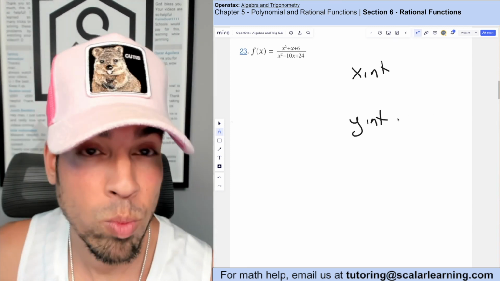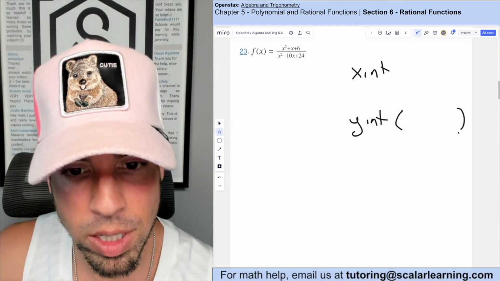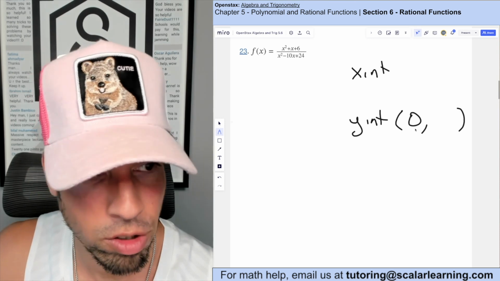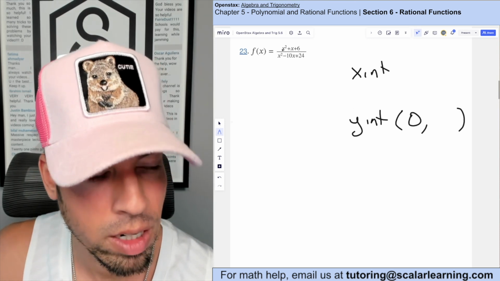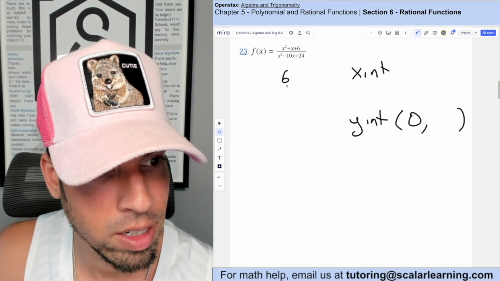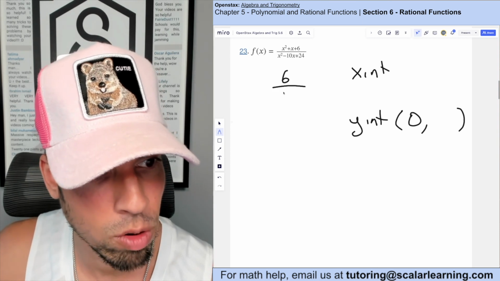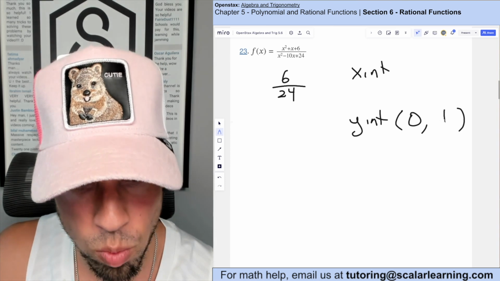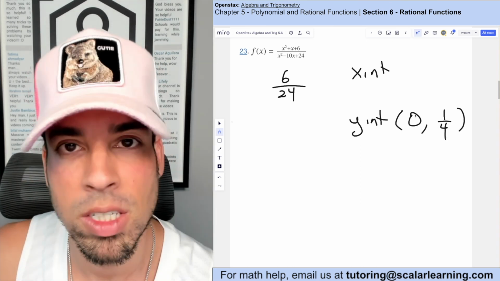So for this one, as we start, we've got, again, x-intercepts and y-intercept. And there's only going to be one at most y-intercept. And we can start with the y-intercept because in this one, it's when x equals 0. So we can just plug and chug and see what we get. 0 plus 0 plus 6 over 0 minus 0 plus 24. And as you reduce that, 6 over 24 is the same as 1/4. So we got a y-intercept at (0, 1/4).